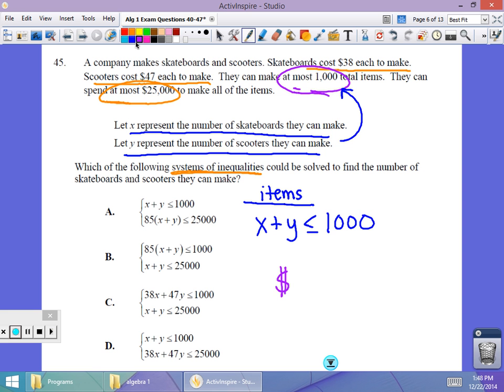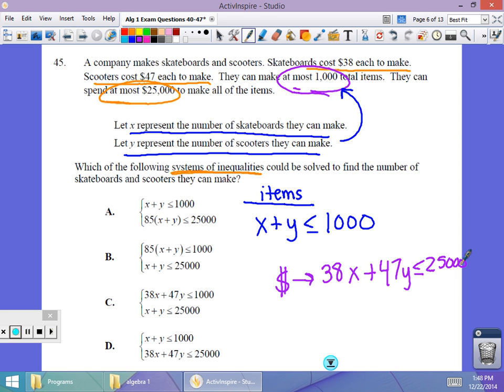Looking at the money constraint, skateboards cost $38 each. So 38 times X plus the number of scooters times the price, 47Y. And then they can spend at most, again, another at most, less than or equal to $25,000.